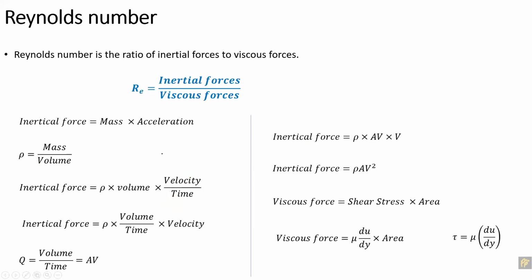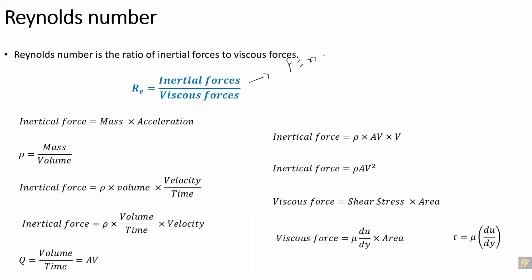Then I thought I should give you the definition of the Reynolds number and the formula, and how it is derived. Reynolds number is defined as the ratio of inertial forces to viscous forces. Inertial forces you can find from Newton's second law.